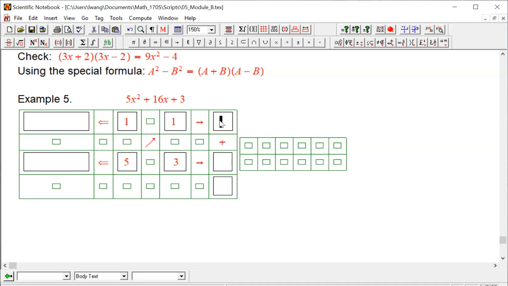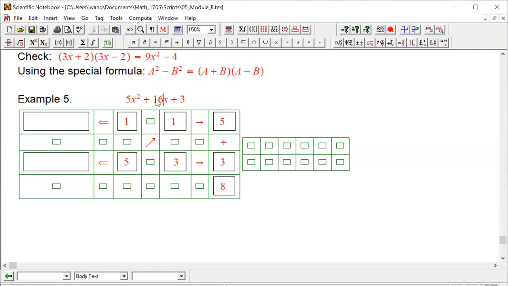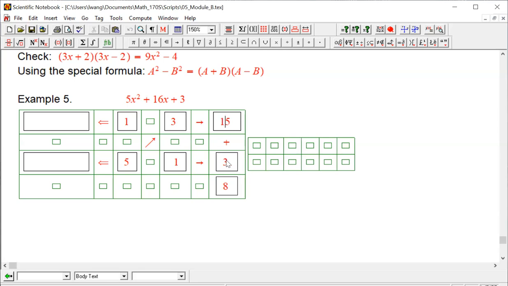1 times 5 is 5. 1 times 3 is 3. And 5 plus 3 is 8. It doesn't make the match. Okay. So how about we switch the order, 3 and 1. So we put 3 here. 1 times 3 is still 3, right? So 3 equals 3 times 1. 5 times 3 is 15. 1 times 1 is 1. And now we made the match.